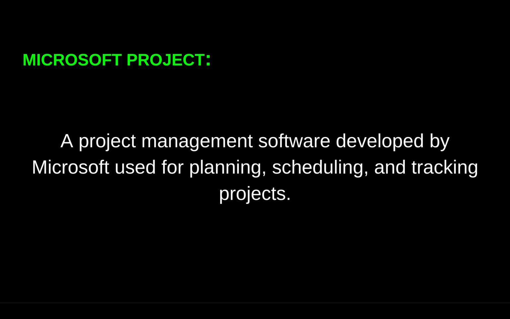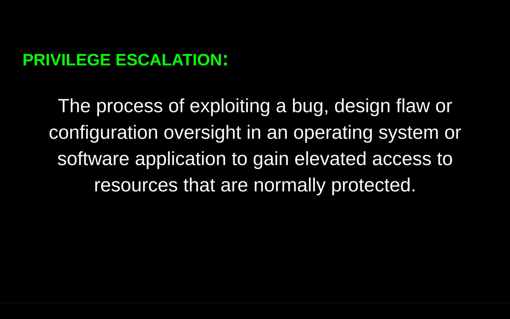Okay, so what is Microsoft Project? This was one of the programs that's affected by the vulnerabilities, and basically it's just a software program for people who use project tracking, who need to take care of their projects, scheduling and planning and stuff. So privilege escalation is the process of exploiting a bug, design flaw, or configuration oversight in an operating system or application to gain elevated access to resources that are normally protected.